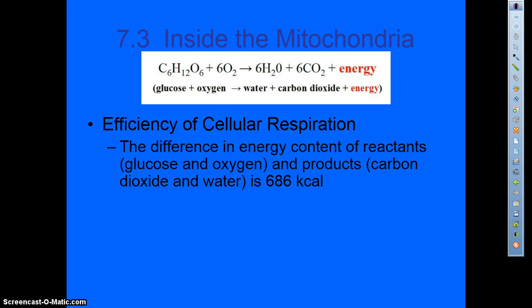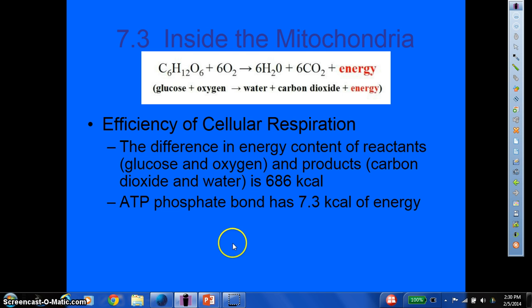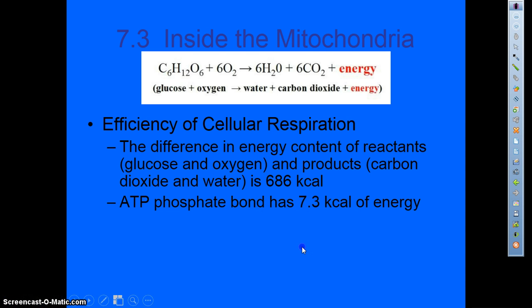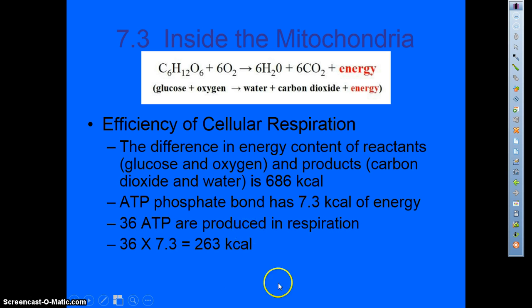So the difference in the energy content of the reactants and the products, this exothermic reaction of giving off energy, is 686 kilocalories. In the phosphate bonds of ATP, each one has 7.3 kilocalories of energy held in that bond. If we have 36 ATPs that are produced, and each one has 7.3 kilocalories, that is a total in those 36 ATP of 263 kilocalories total.